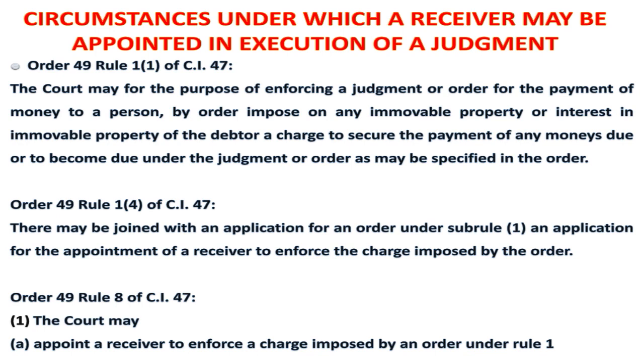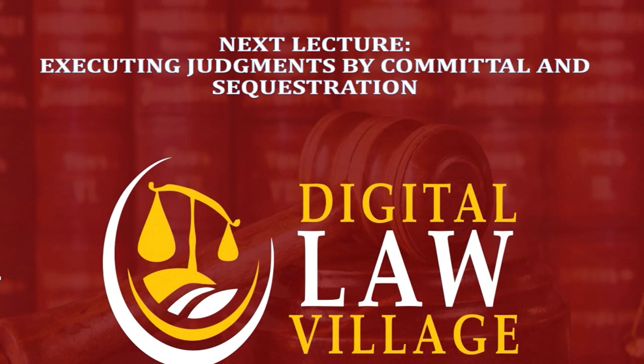Again, for the purpose of enforcing a judgment for the payment of money into court, you can appoint a receiver. Then finally, to realize a charge created over a property pursuant to a charging order being made by the court, you can also appoint a receiver. This brings us to the end of our lecture on charging orders and appointment of a receiver as two different modes of enforcing judgments for the recovery of money. We've dealt with charging orders, and we've dealt with appointment of a receiver, and we've dealt with the three different instances under which a receiver may be appointed.